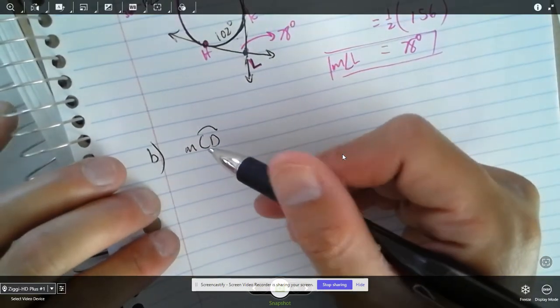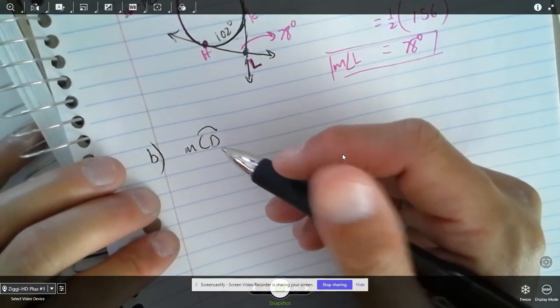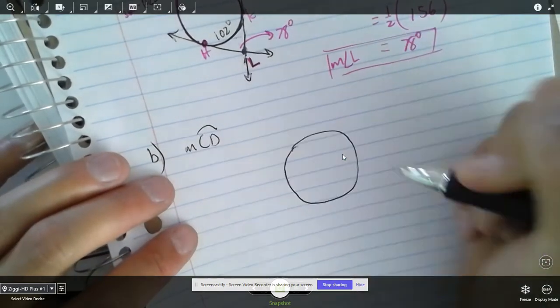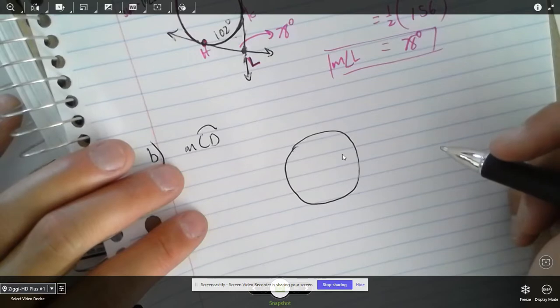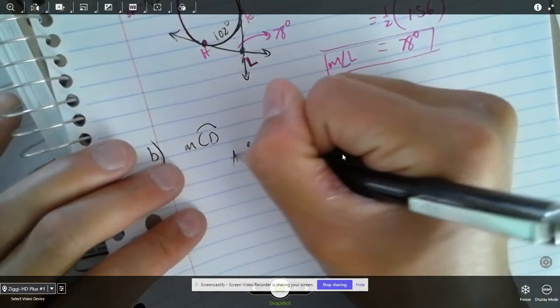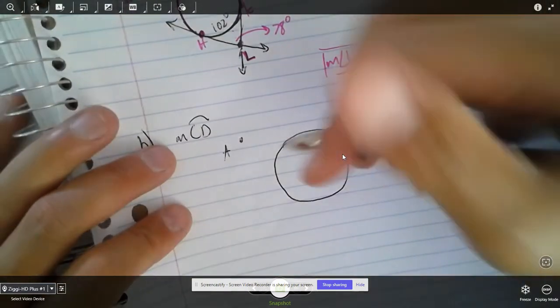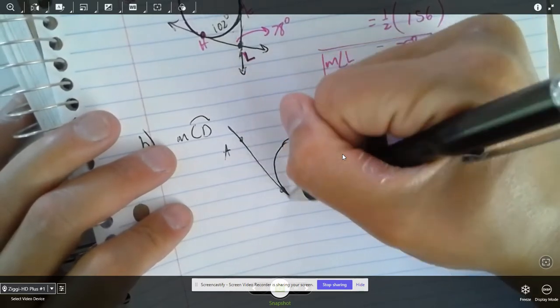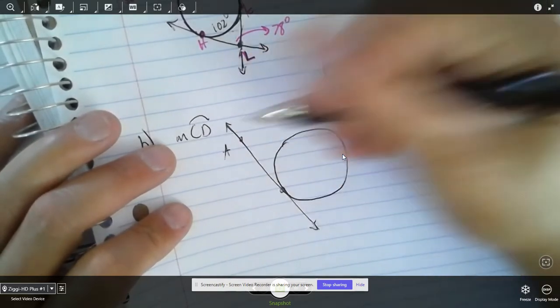Find the measure of arc CD. Okay, let's draw a perfect circle, right? Perfect circle, right? Let's do a point A out here. We're going to draw it to this point here, C. That's a tangent line, okay? Point C.